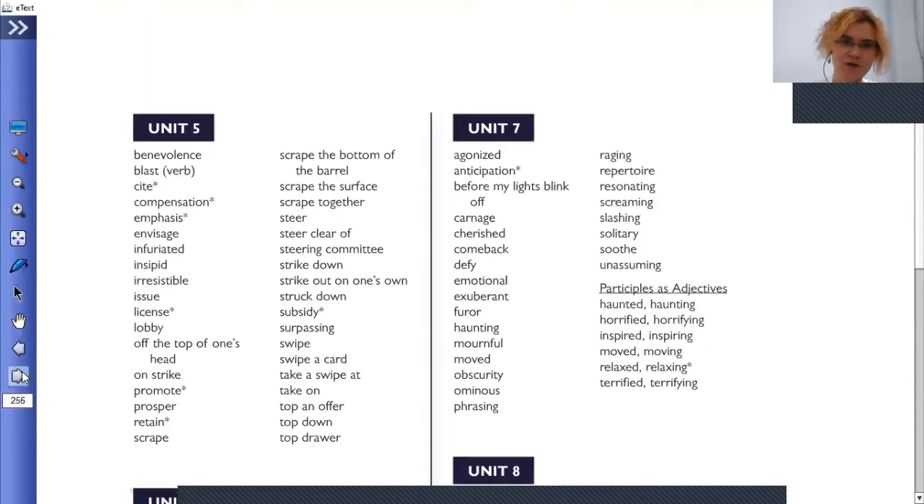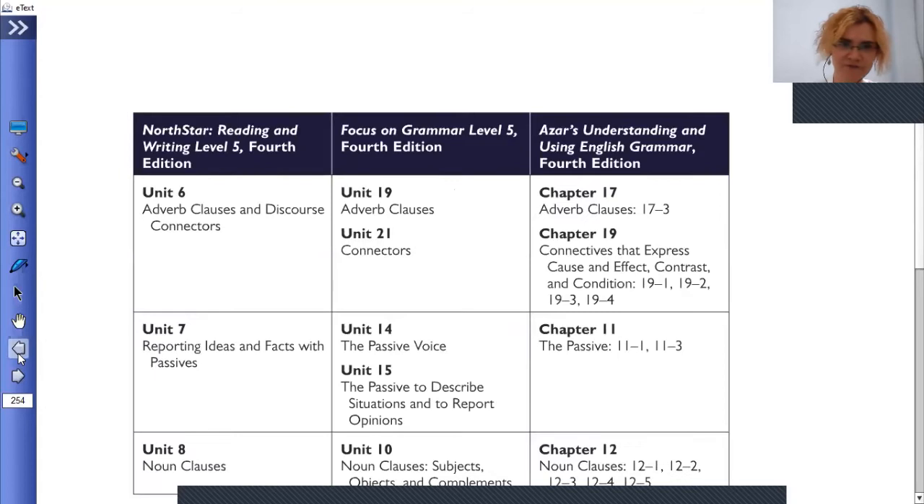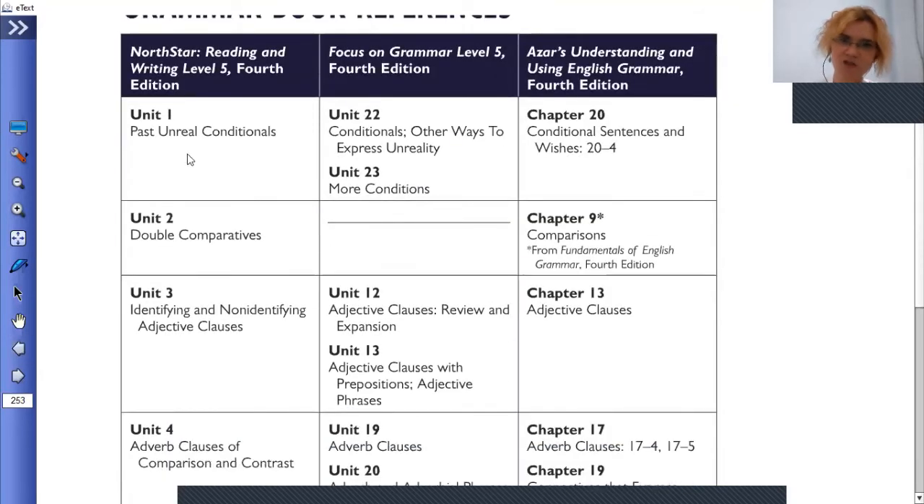And then, of course, we also have, oh, the other way around. We have the grammar. And for the grammar, we always look at the first column. Yes, people? Not the second and the third. So only this column. Double comparatives. Okay, so we're looking at comparatives. Great. Okay, then we go back to page 34, where we were.